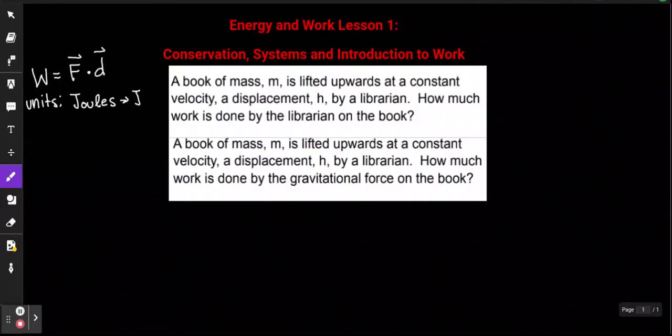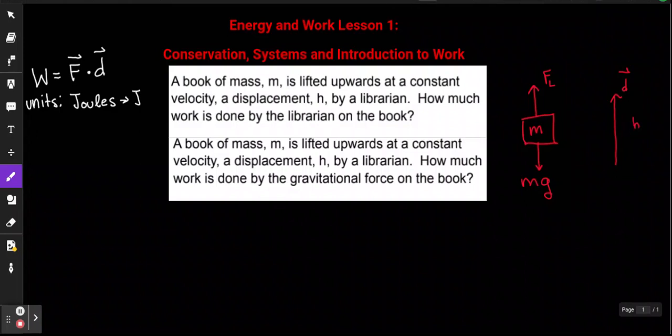Okay, so this next question is pretty conceptual. A book of mass m is lifted upwards at a constant velocity, a displacement h, by a librarian. How much work is done by the librarian on the book? For the same scenario, how much work is done by the gravitational force on the book? So, if I have my block of mass m, or my book of mass m, the forces acting on the book are the force of the librarian, which I'm going to call Fl, and the force of gravity, which is mg. We know that the displacement is upwards, so the displacement vector is up like this, and it's an amount h.